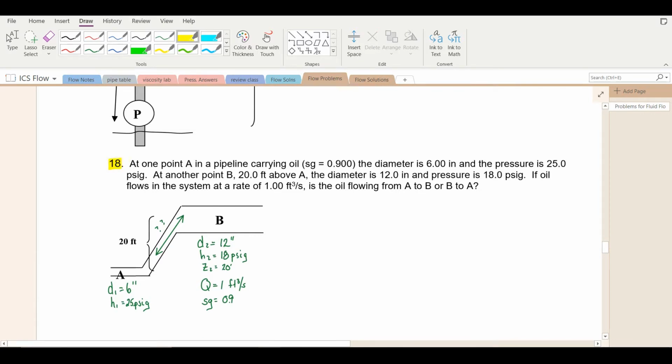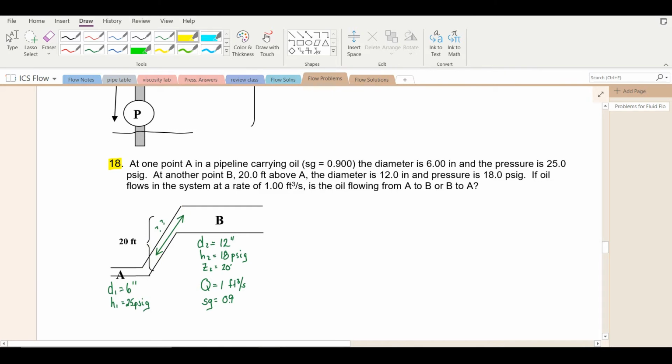Question 18. At a point A in a pipeline carrying oil with a specific gravity of 0.9, the diameter is 6 inches, and the pressure is 25 psi gauge. At another point, B, which is 20 feet higher than A, the diameter is 12 inches and the pressure is 18 psi gauge. If oil flows in the system at a rate of 1 cubic foot per second, is the oil flowing from A to B or B to A?